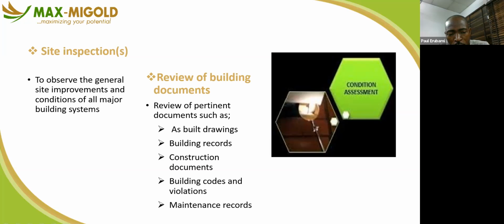So what do you do when you do site inspection? To observe the general site improvement and condition of all major building systems, including your roof, your transportation, your electrical, your mechanical. Then, two, the second scope is that you have to review building documents. And what are those documents? Your as-built drawing, your building record, your construction documents, your building codes and violations.